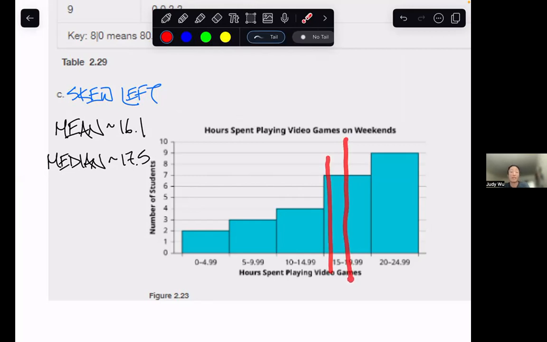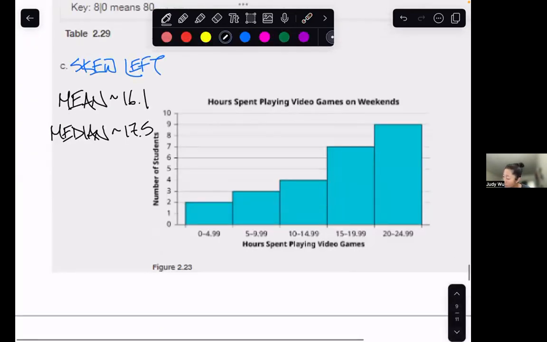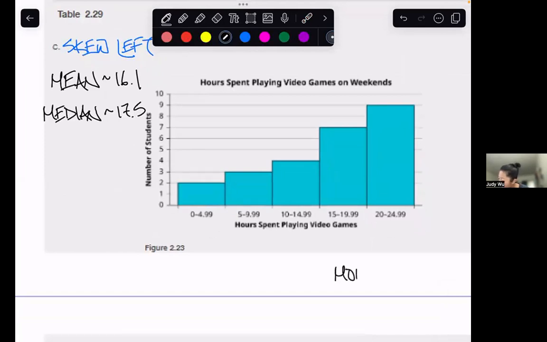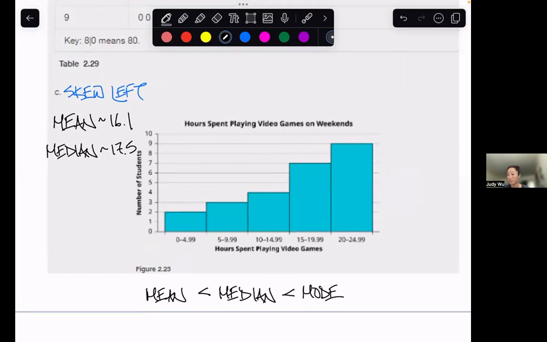All right, so which one is smaller? The mean is smaller than the median, but where is our mode? I don't know the exact data value, but I know that most people play between 20 and 25 hours per weekend, okay? In fact, 9 of the people play between 20 and 25 hours per weekend. So our mode here is clearly the biggest. So we've got mode is going to be bigger than our median, which is going to be bigger than our mean when we're looking at a skew left situation, okay?